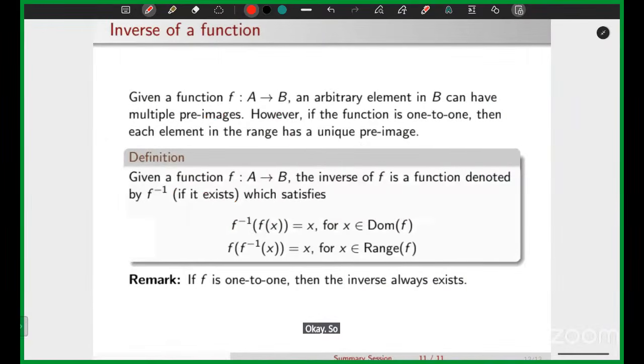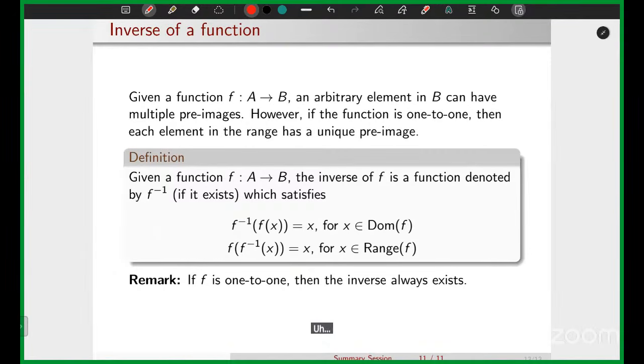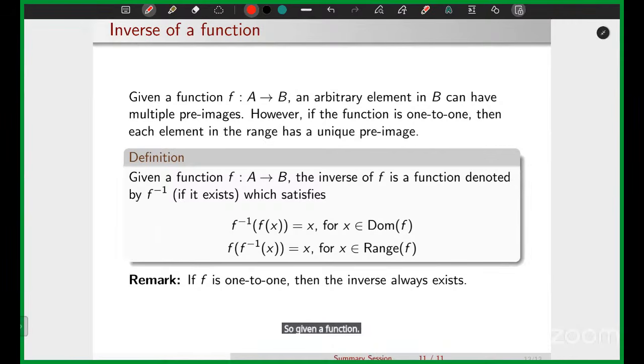So that's that. And the last thing is the inverse of a function. Here we'll take examples also. We have discussed this earlier. That is the remark that comes in the beginning. So given a function, if you look at elements of B, it could have multiple pre-images. But if the function is 1-1, then each element in the range, not element in B. In B still you could have elements without pre-images.